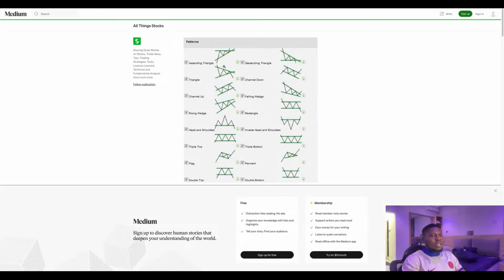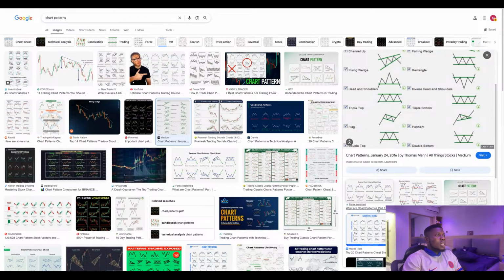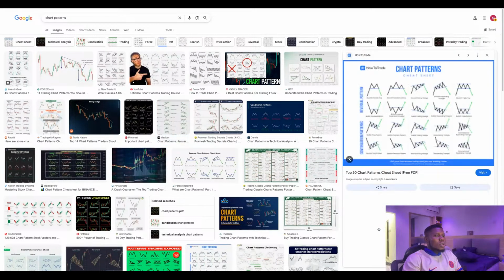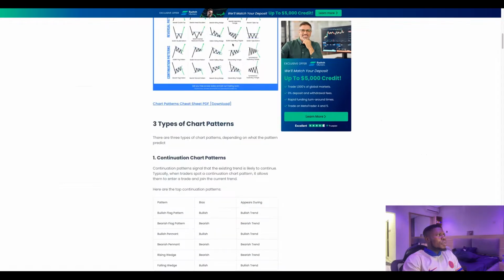So these are chart patterns. Once either of them is forming, that means some are reversal patterns, some are continuation patterns. So hold on again. Okay, I'm trying to bring this image here.